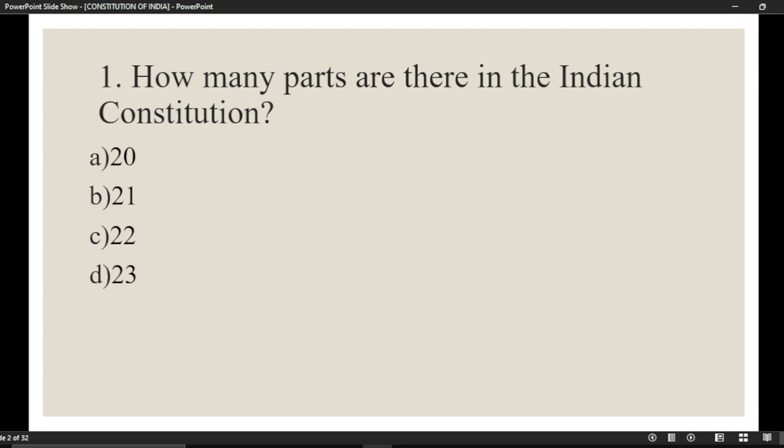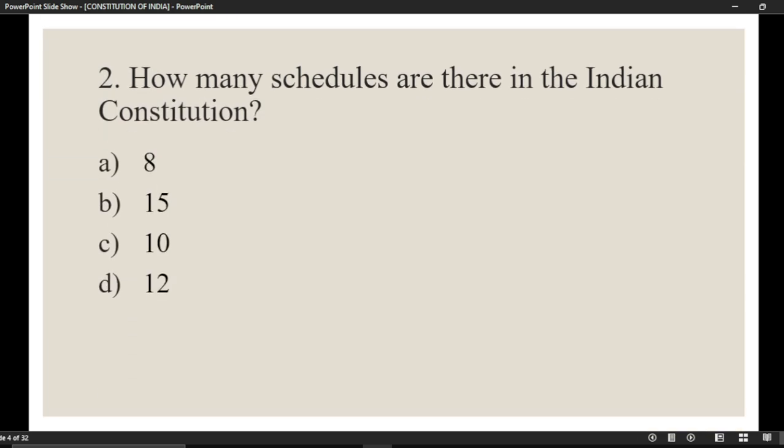The options are 20 parts, 21 parts, 22 parts or 23 parts. So if we talk about our Indian Constitution, we have a total of 22 parts. That is, option number C is the correct answer.